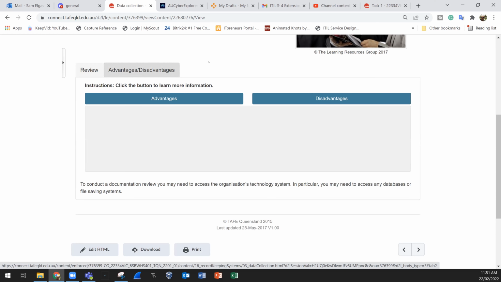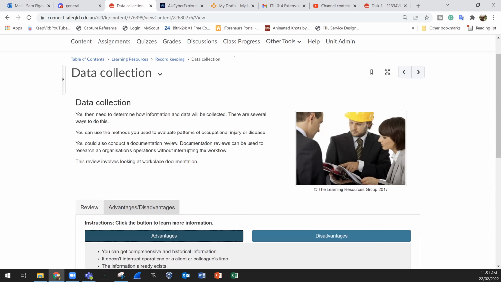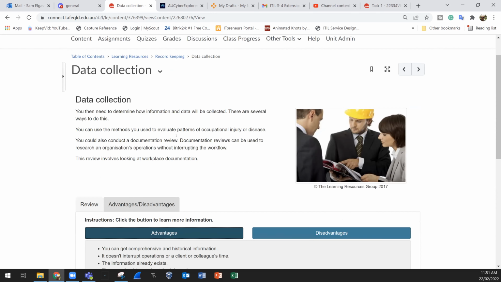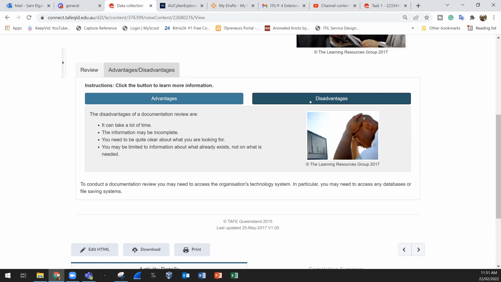So we have some advantages and disadvantages. So you can get comprehensive and historical information. Yes, we are talking about data collection and record keeping. It doesn't interrupt operations or a client or colleague's time. The information already exists. There are few biases about the information. Definitely, we are human beings.